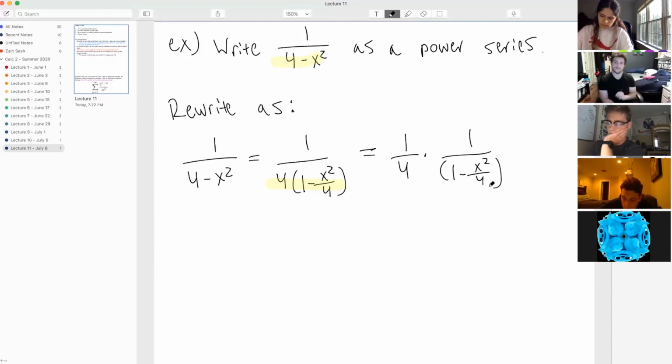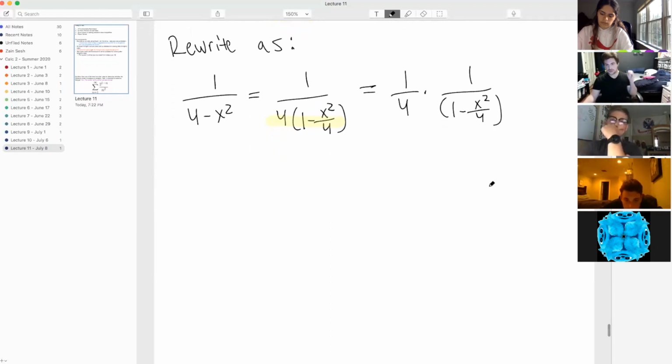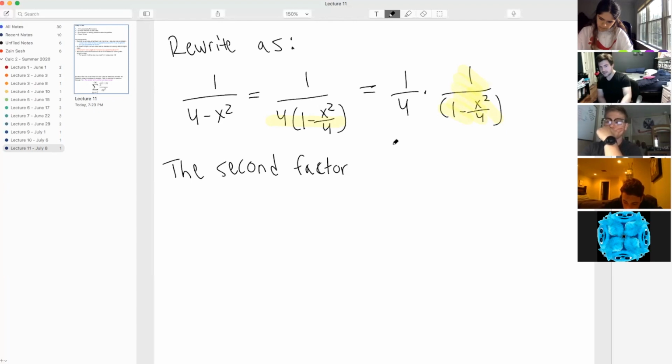So 1/4 is a? Yes, pretty much, yes. So you can think of it how Josh said, as a being 1/4, or you can just deal with this second factor separately and then multiply it by 1/4 at the end. So let's just do it that way. So the second factor, which I've highlighted, 1 over 1 minus x squared over 4.